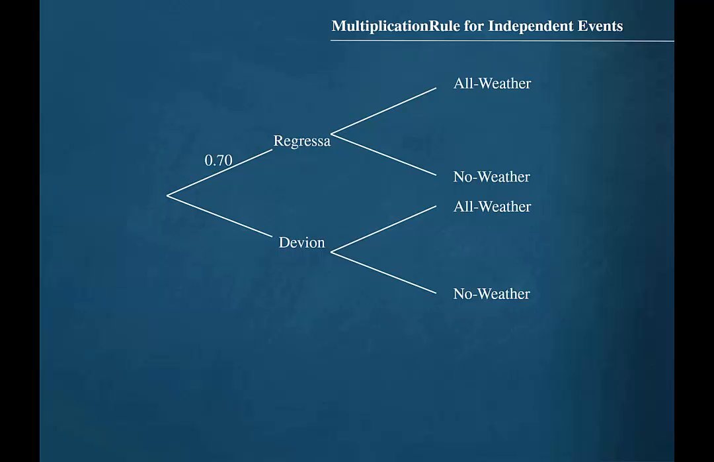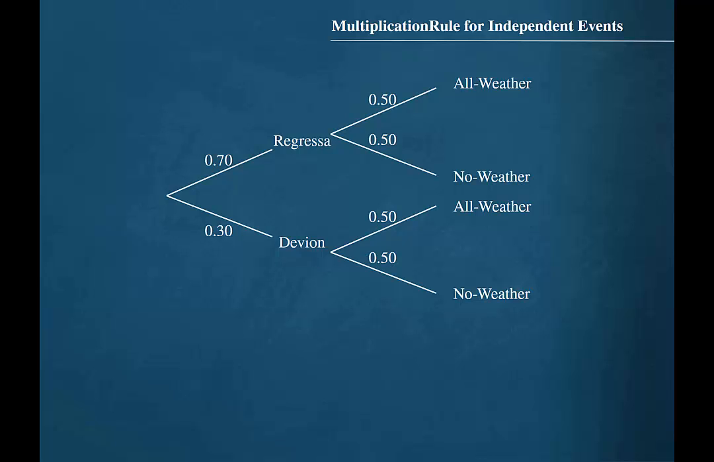We are told that 70% of the vehicles sold by the company are Regressa models, so the probability that a randomly selected customer purchases a Regressa is 0.7. Now, using the concept of the complementary probability, the probability that the customer would purchase a Devion is 0.3. Since floor mat choice is independent of vehicle model selection, and both floor mat types are equally likely to be selected, the probabilities along each branch in this part of the tree would be 0.5.